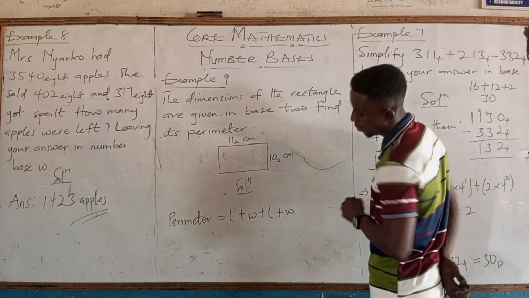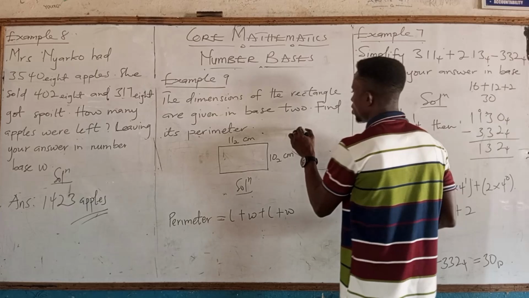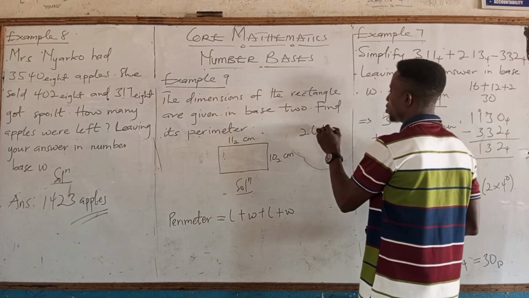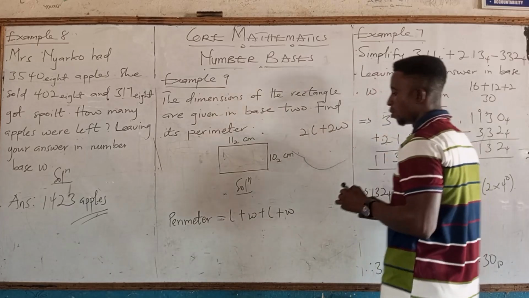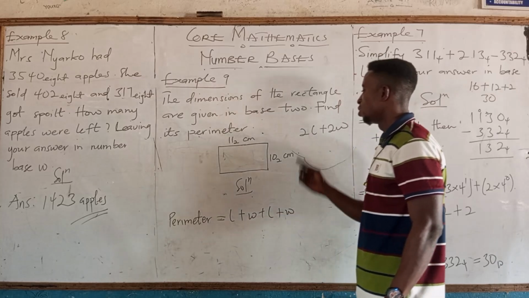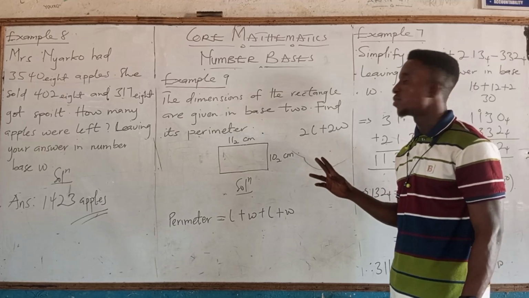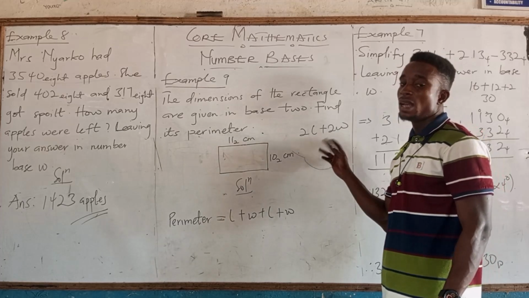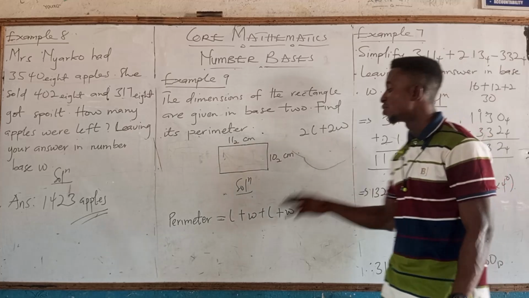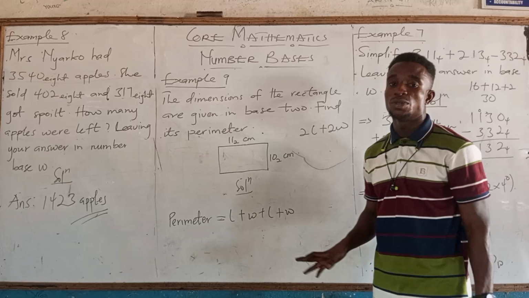Somebody will say this one is leading us to 2L plus 2W, because I'm having 2 of the L's and 2 of the W's. So I'm going to multiply this one by something. Please, don't do that yet because we've not gotten to multiplication. So I don't know what we are going to do. So we say this plus this plus that plus that. That is what we are going to do.